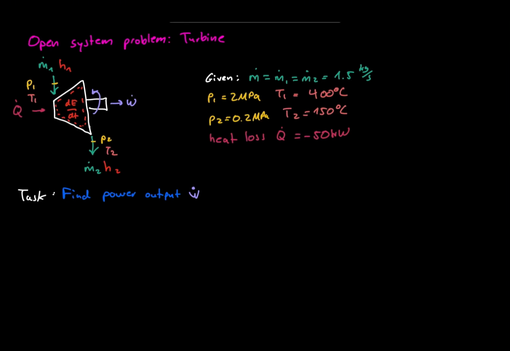We will apply the energy balance to a turbine, step by step. Imagine steam flowing through a turbine. It enters at high pressure and high temperature and leaves at lower conditions. As it flows through, it causes the turbine to spin and produce power. We are given the mass flow rate, the inlet and outlet conditions, and a small heat loss. And we want to find the power output.